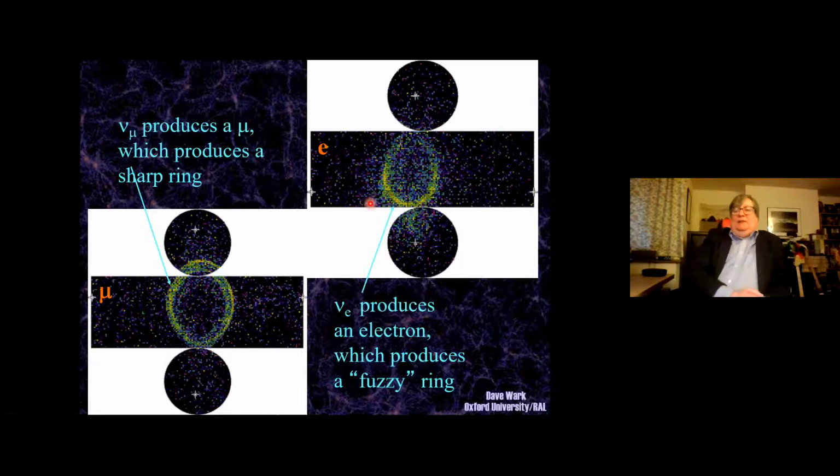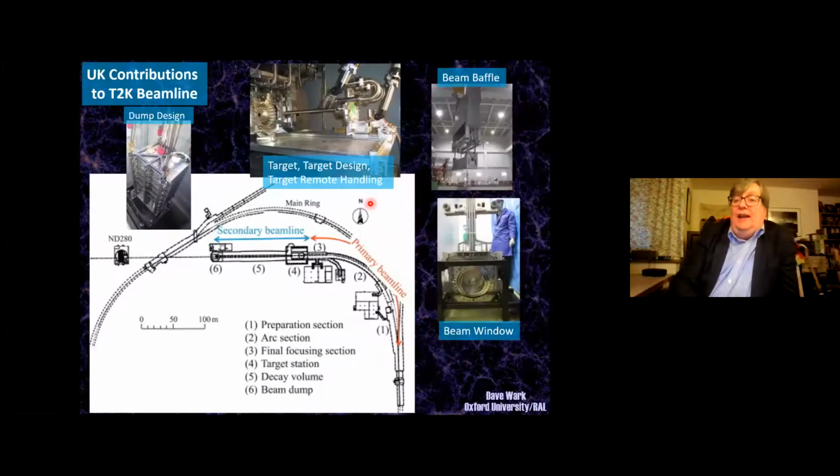Now, we tend to get up at these sorts of talks and act like it's all easy. And then you might wonder, why did it take 20 years? It's not easy. One thing you have to do is make a beam of neutrinos, and that's a very significant piece of technical effort.